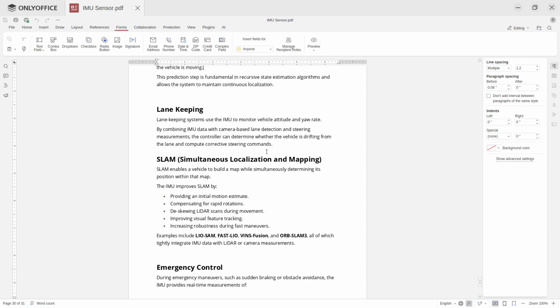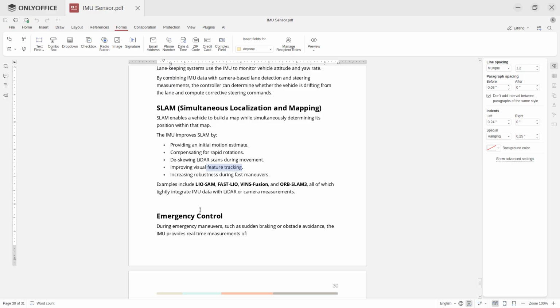The IMU improves SLAM by providing an initial motion estimate, compensating for rapid rotation, de-skewing LiDAR scans during movement, improving visual feature tracking, and increasing robustness during fast maneuvers. Examples include LeoSLAM, Fast Leo, VINS-Fusion, or VSLAM 3, all of which tightly integrate IMU data with LiDAR or camera measurements.